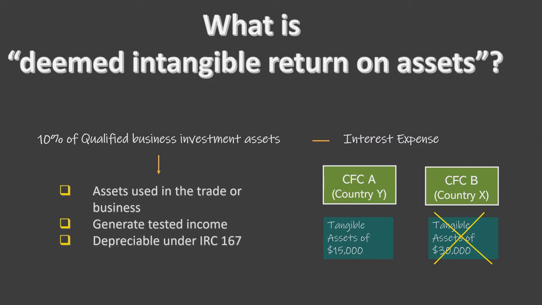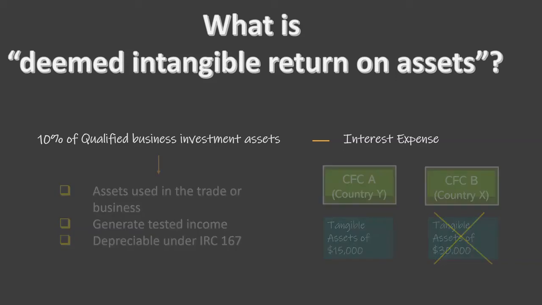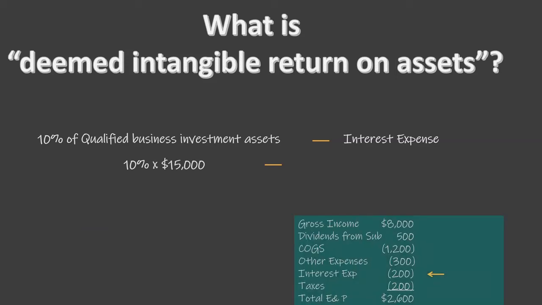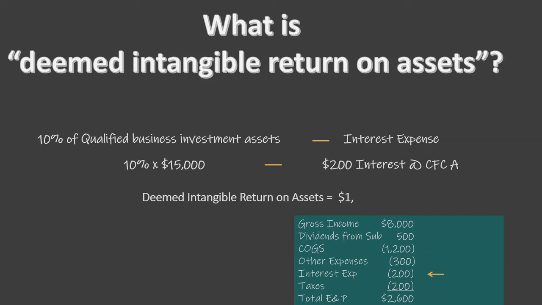In other words, we can't reduce our inclusion by assets associated with a tested loss company. Using the math from our equation, if we have 10% of just the tangible assets from A, that's 10% of $15,000 or $1,500, less our interest expense. Looking back at the original problem, our interest expense was $200. So we will reduce that by our interest expense of CFCA.